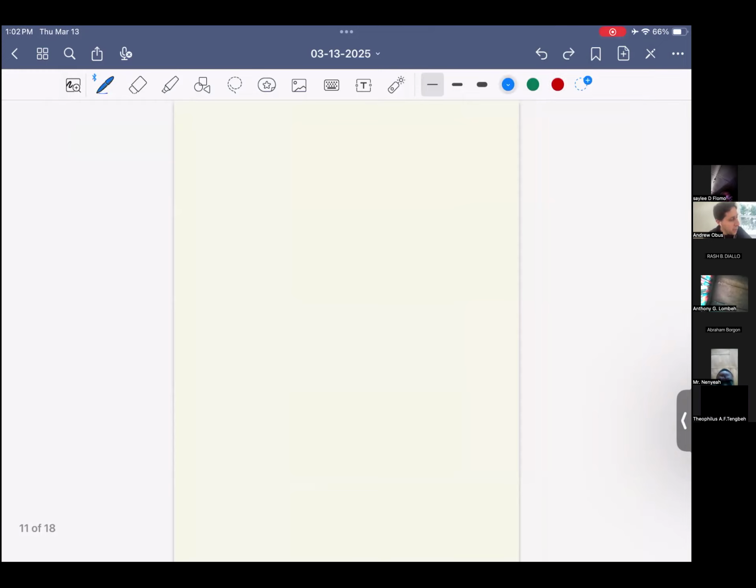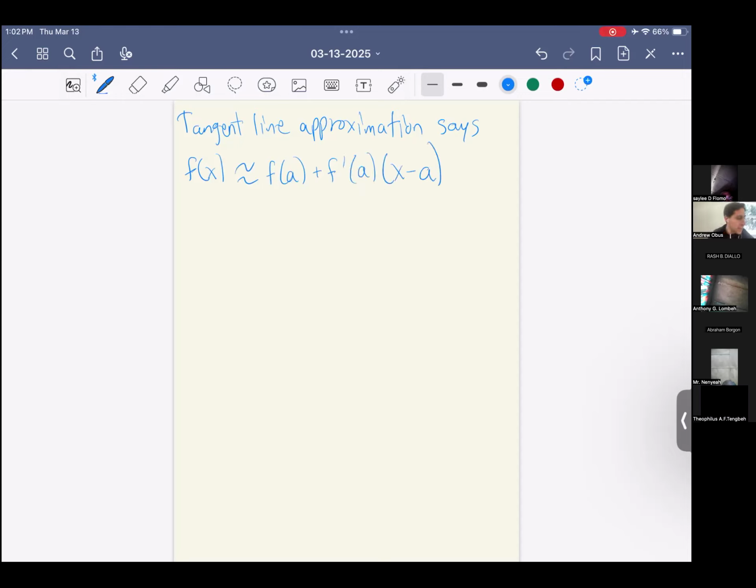Okay, so the tangent line approximation says that f of x is close to f of a plus f prime of a times x minus a. This is the tangent line. So in our situation, f of x is equal to the square root of x. A equals 100. F of a equals 10. X equals 101. This is what we're trying to approximate.